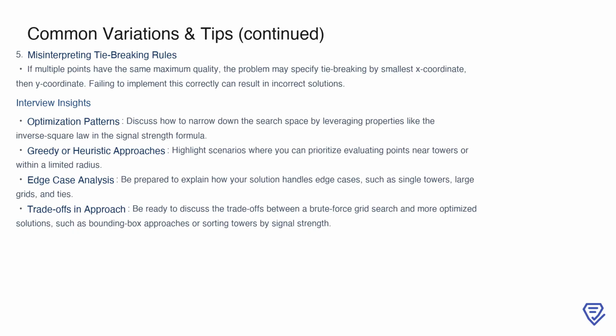If the problem specifies that ties for maximum quality should be broken by the smallest x coordinate and then the smallest y coordinate, failing to implement this correctly can lead to wrong answers. Double-check tie-breaking logic to ensure accuracy.